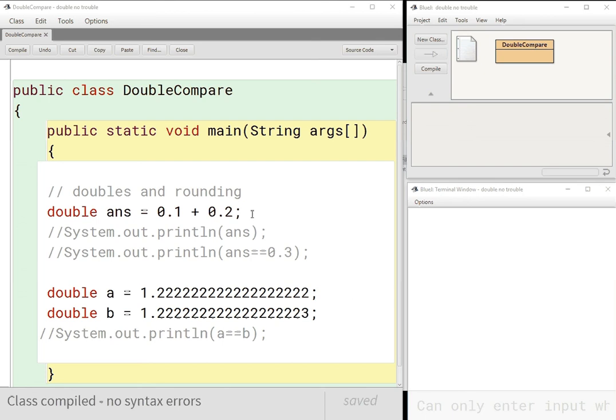Because of the way that Java stores doubles, it can often be a little bit tricky to compare two double values to find out if they're equal or not. And let me show you what I mean by that.